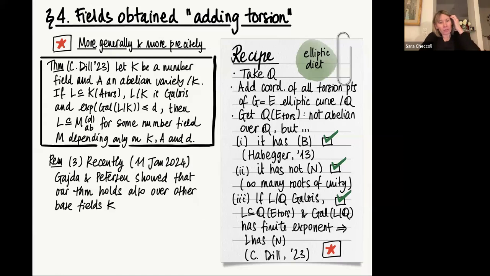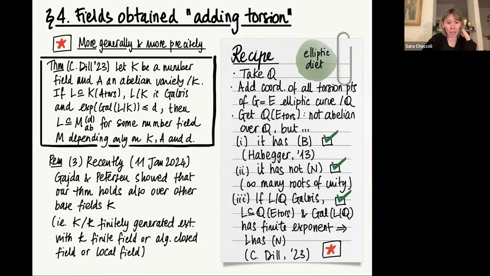Let me also mention that very recently, Gajda and Petersen have shown that our theorem with Gabriel holds also when you take a variety defined over other base fields, and more precisely for fields which are finitely generated over finite fields, or algebraically closed fields, or local fields.